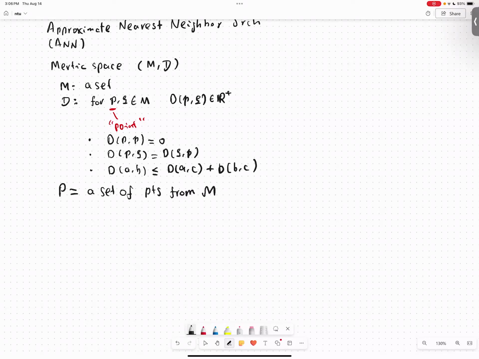Okay. So I'm going to use this symbol n to represent the number of points in this set. So this will be our data set, our input set. Now, if I have a query point, let's say Q, this is an arbitrary element in the domain.